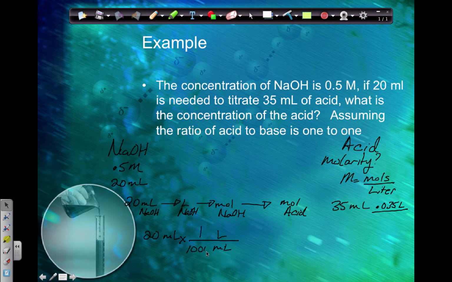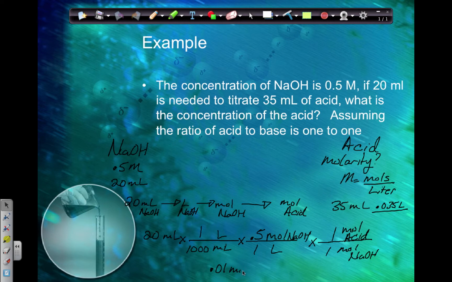So 1 liter is equal to 1,000 milliliters. I'm going to go to my moles of base. So moles and liters, I'm going to use my molarity. 0.5 moles is equal to 1 liter. And now I'm going to go to my moles of acid. And it told me that it's a 1-to-1 ratio. So I can just write 1-to-1 here. All right, so 20 divided by 1,000 times 0.5 is going to give me 0.01 moles.